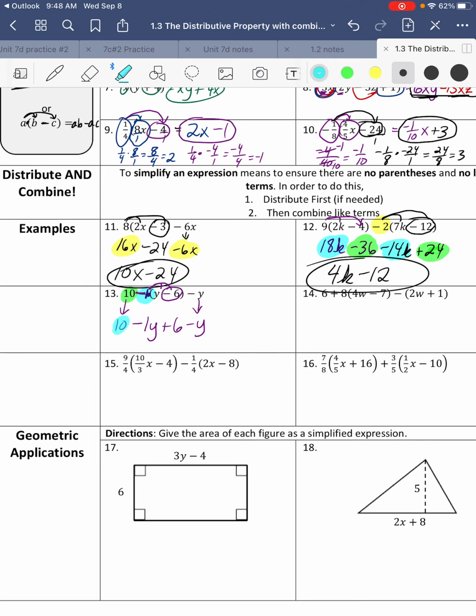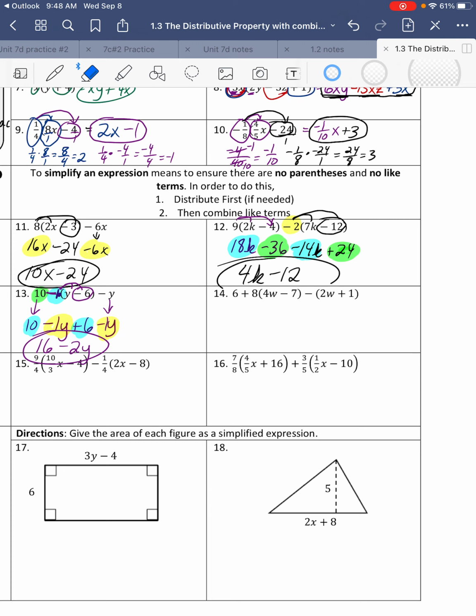So let's look at what we have like terms. 10 plus 6, 16. We have negative 1y minus another y is a negative 2y.